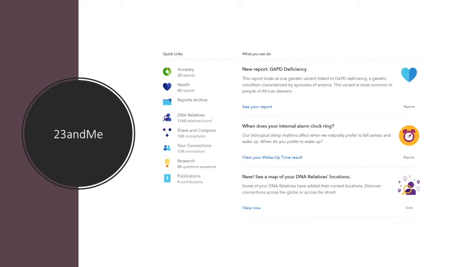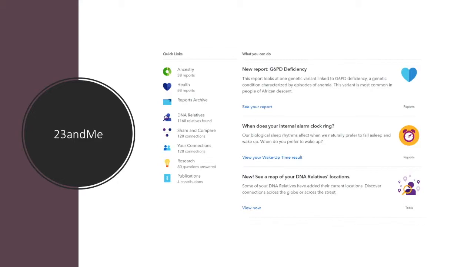23andMe is very American, so a lot of your matches in this database are likely to be American and therefore probably quite distant. Family Tree DNA and MyHeritage also have quite a lot of American matches. If you're British, you're most likely to get your closest matches in the Ancestry DNA database.